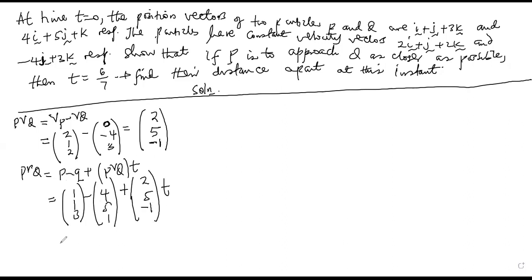So this is 1 minus 4, that is negative 3 plus 2t. This is 1 minus 5, this is negative 4 plus 5t. 3 minus 1, that is 2 minus t.